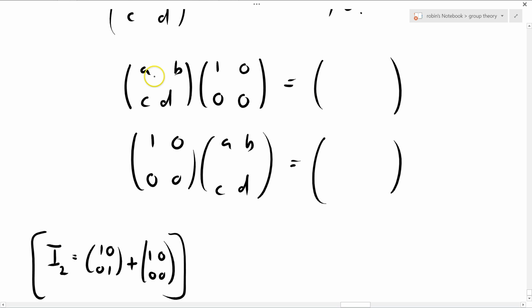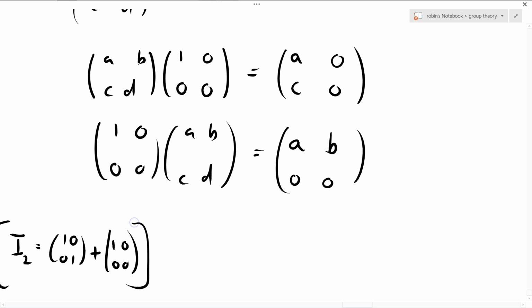Okay, so what's the top one? A, B, C, D. So it's going to be A. Top right is going to be 0. That's going to be C. That's going to be 0. Now this one. That's A. Top right is going to be B. 0, 0. So what does that tell us?